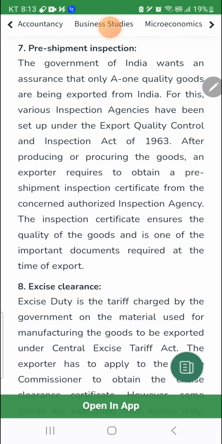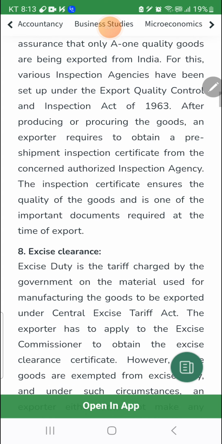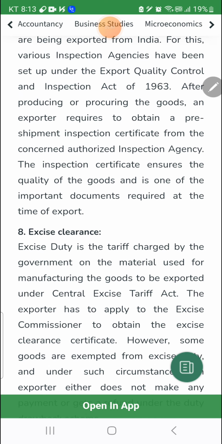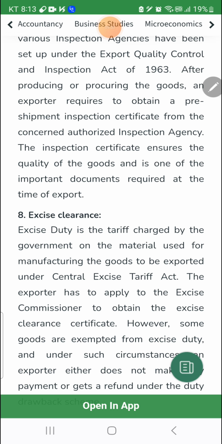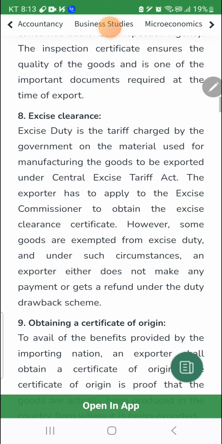After producing or procuring the goods, an exporter requires to obtain a pre-shipment inspection certificate from the concerned authorized inspection agency. The inspection certificate ensures the quality of the goods and is one of the important documents required at the time of export. 8. Excise clearance.